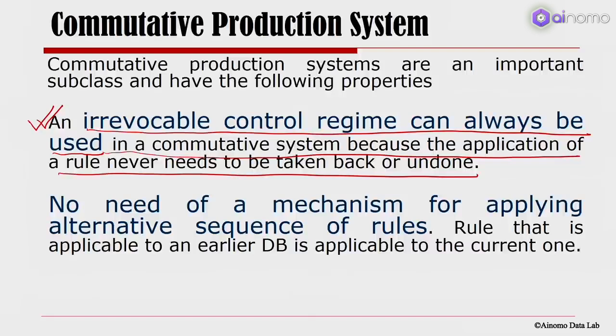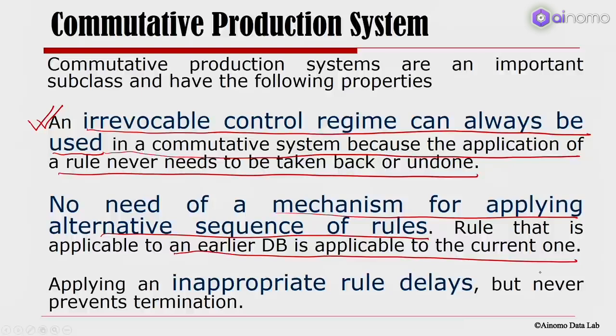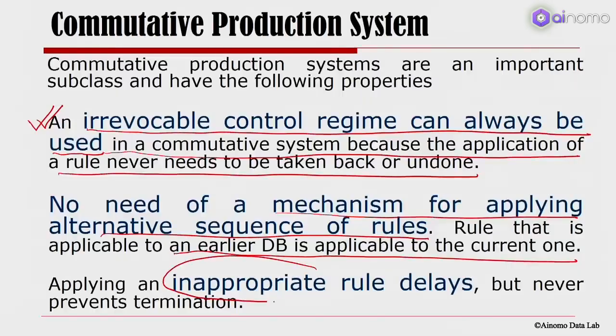Number 2, I do not need a mechanism for applying alternate sequences of rules. A rule that is applicable to an earlier database is applicable to the current one as well. And therefore, I do not have to think of a mechanism of applying alternative sequences of rules. So one needs to understand that in a commutative production system, I may have inappropriate rules, but the inappropriate rule will only delay but never prevent termination. And this is very, very important for commutative production systems.